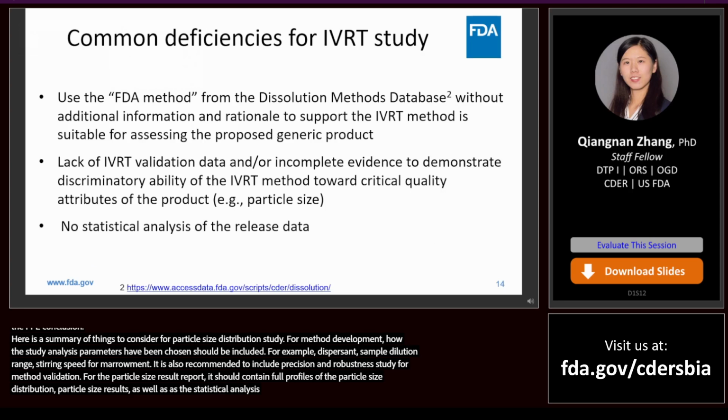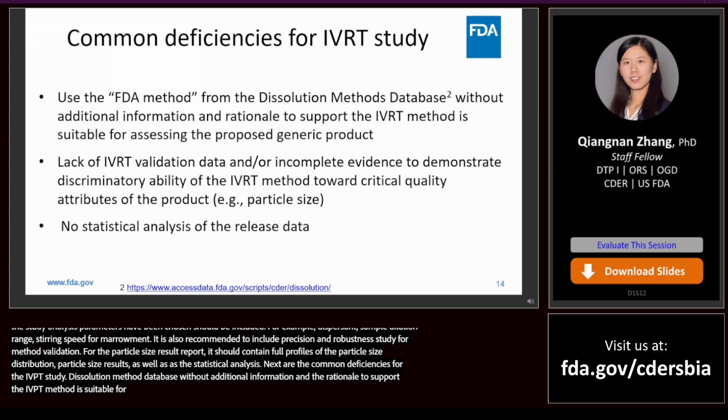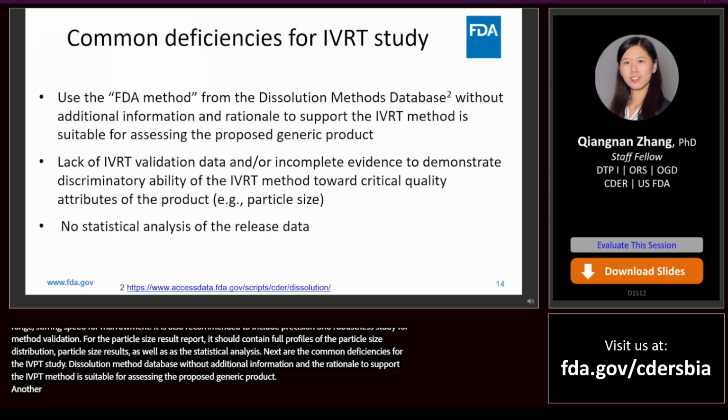Next are the common deficiencies for the IVRT study. One common deficiency observed in the IVRT study is that there is no method development study. It was observed some applicants use the FDA method from the dissolution methods database without additional information and rationale to support the IVRT method is suitable for assessing the proposed generic product. Another common deficiency is that there is no validation report.